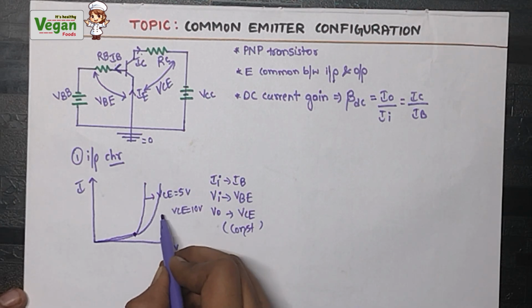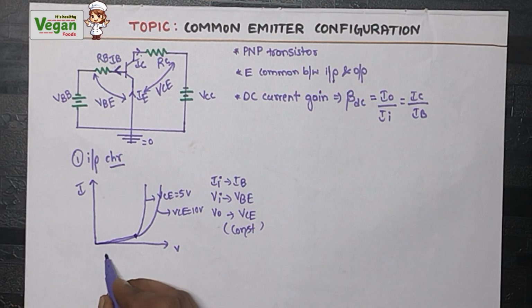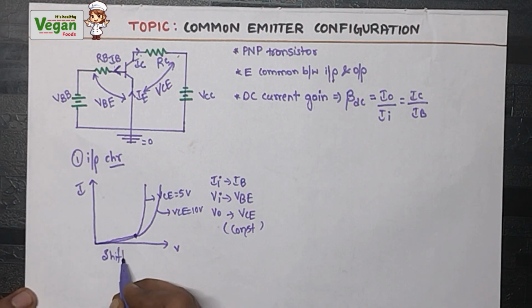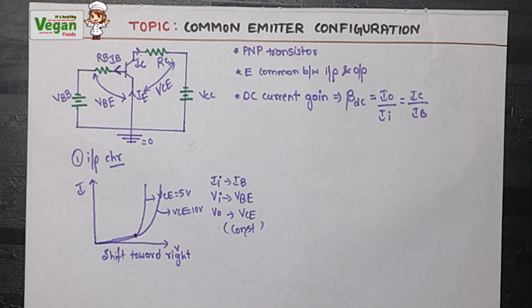So the graph will be here. We can see that as the VCE, that is the constant voltage value, increases, the graph is shifting towards the right. So, this is the input characteristic graph of the common emitter configuration.